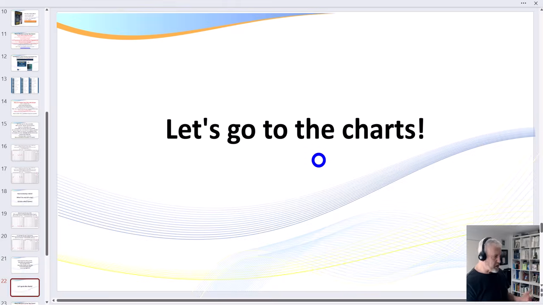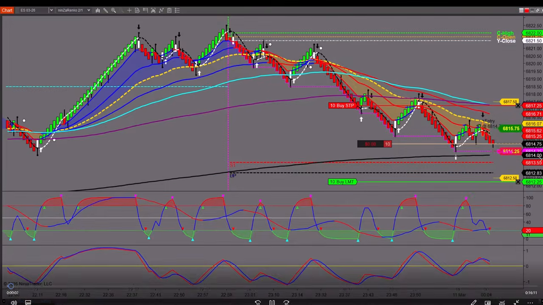So let's go to the charts, or in this case let's go to the recordings. So which is the first one? Let's start on the overlay chart to begin with. Actually, is this the overlay chart one? Traders, I might have the wrong day. Just one sec, let me make sure.